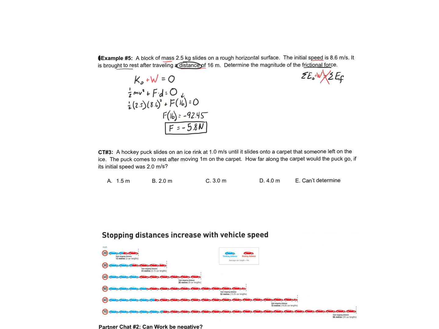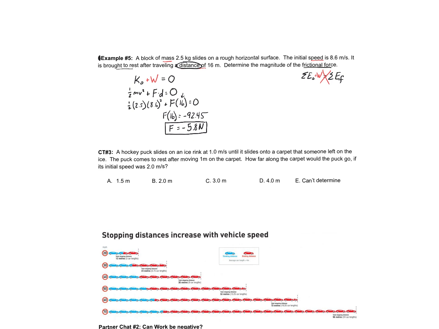Now, if I wanted, an AP question would likely say, okay, well, now find the coefficient of friction, right? And so you could do that. Now that you know the force of friction, you could connect that to the normal force, and you could find the coefficient of friction. All right? Awesome. So that is example number 5. Let's move on to the next one.